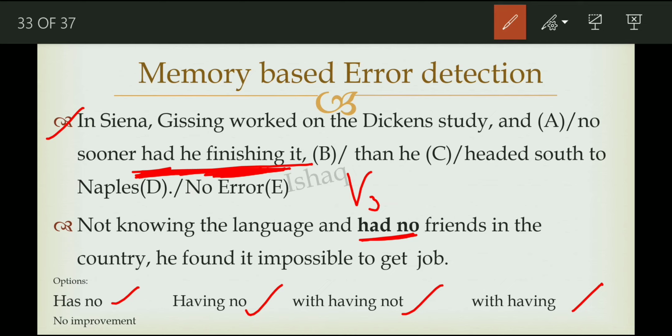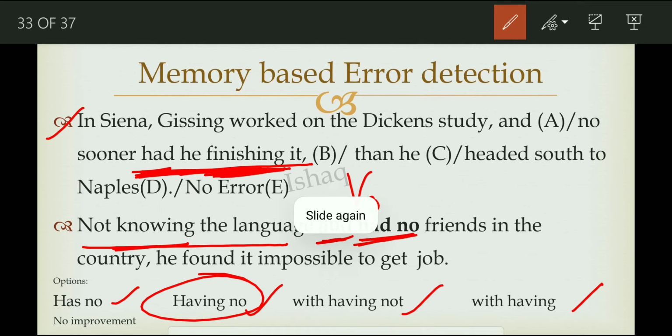Since had is being used, we are discussing it in this topic. What he has said is "not knowing the language and", and this "and" should help you a lot. This is a conjunction, and a conjunction joins two words, two sentences, or two phrases. When it is joining two different parts of a sentence, those should be in the same tense. Here it is knowing, so it should be having. The same tense should be used: not knowing the language and having no friends. This will be your correct answer. You understand this? When a conjunction is used, both should be in the same tense.